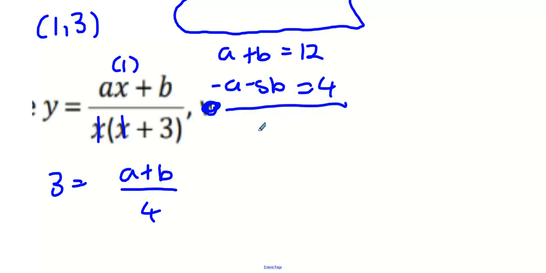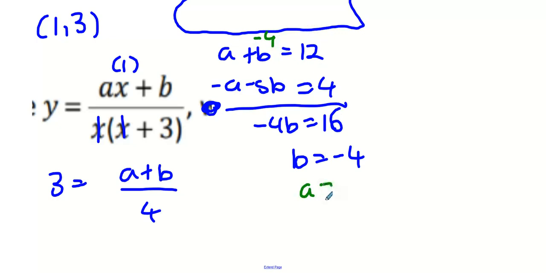What do we get? Minus 4b is 16, and then b equals minus 4, and that would mean a is what? What minus 4 is 12? 16. We're done.